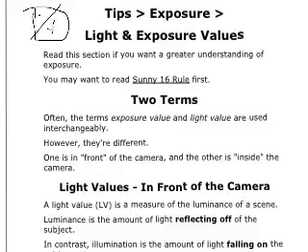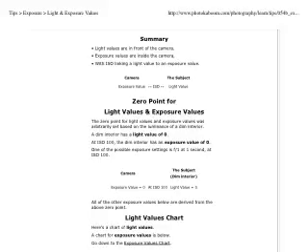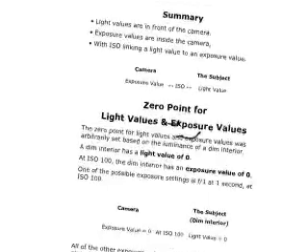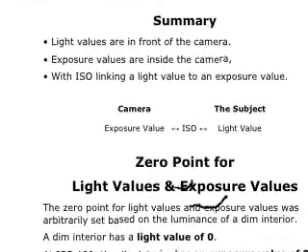Okay? So the light value in front of the camera, again, is the light that bounces off of the subject. We talked about grass or person in a room. And so light values are the one in front of a camera. Exposure values are inside of a camera. With ISO, linking a light value to exposure value. So light values in front, bouncing off. Exposure values inside that we'll talk about manipulating tonight and how to do that.